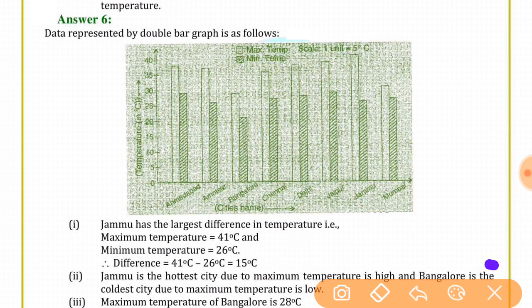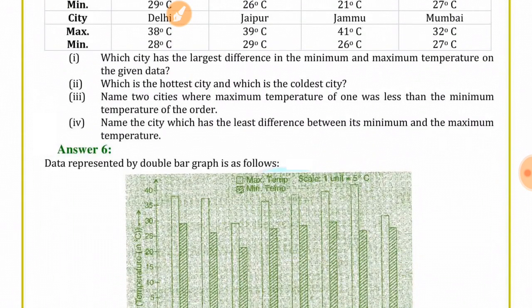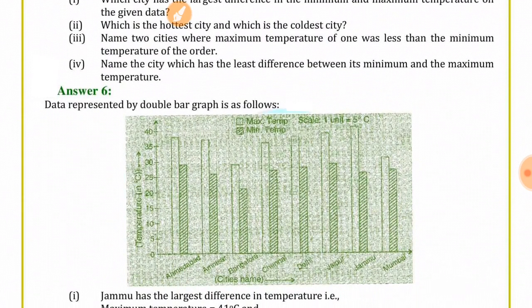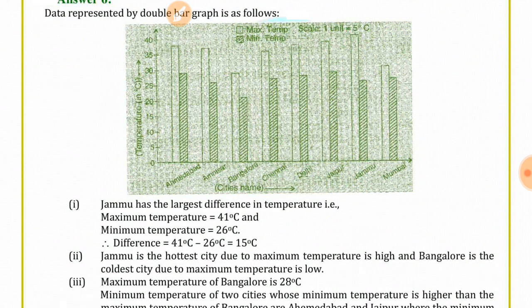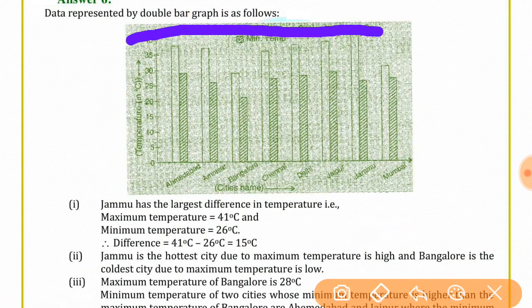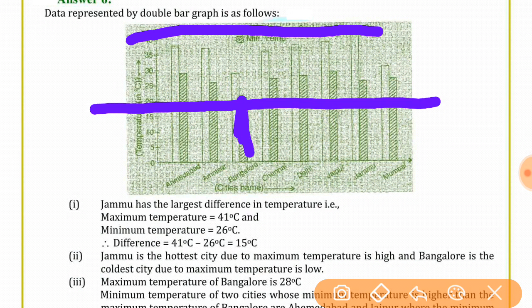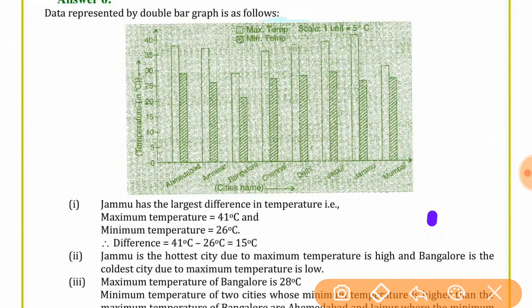Next question, which is the hottest city, means maximum temperature, and which is the coldest city? We have to find. Jammu is the hottest city because it is the highest. See, is it not the highest? So it is the hottest city due to the high maximum temperature, and Bangalore is the coldest, with the very lowest minimum temperature. See, minimum is here. So it is Bangalore.